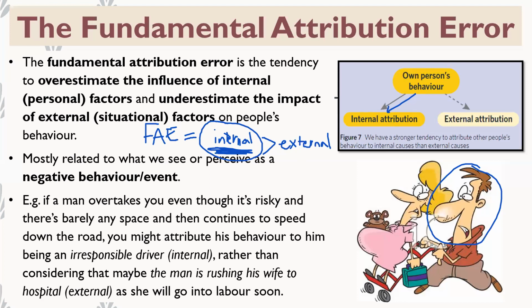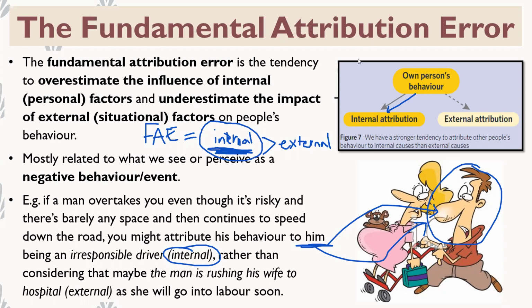The example here with the picture of the man and his pregnant wife: if a man overtakes you on the road, even though it's risky and there's barely enough space, and then you continue to see him speeding down the road, you might start to have a little bit of road rage, but you also might attribute his behavior to him being an irresponsible driver. That's an internal attribution, because you are putting that behavior on him as an irresponsible, inconsiderate human being, rather than considering that the situation might be to blame, that maybe his pregnant wife is in the back seat and needs to be rushed to hospital because she's going to go into labor soon and her water's broken or something like that. So that's one example of the fundamental attribution error.